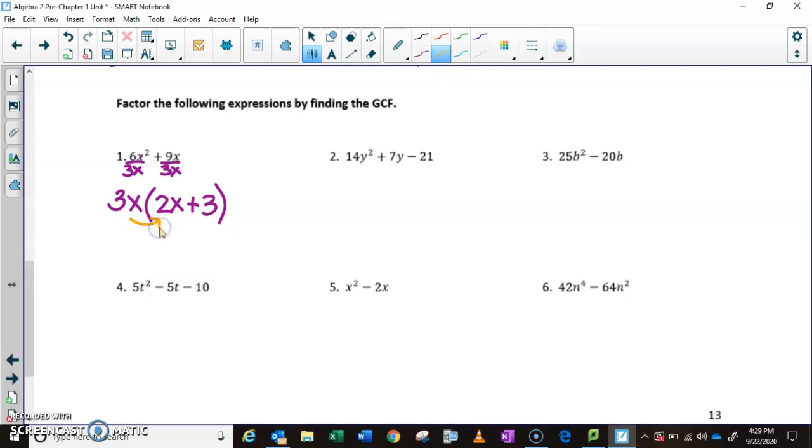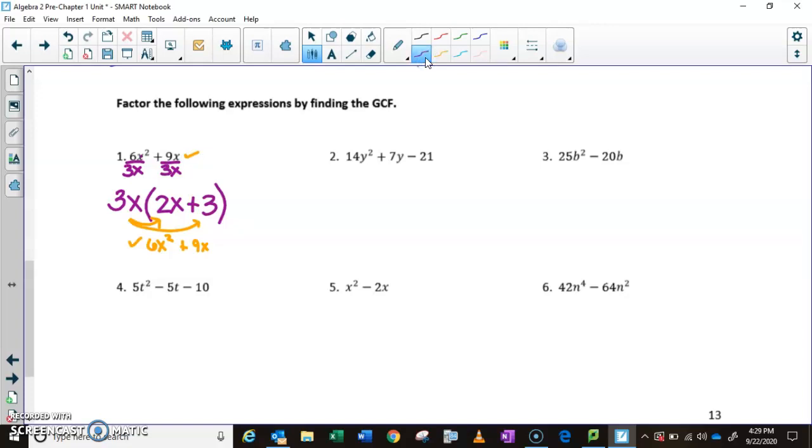So when I distribute 3x times 2, that gives me 6. X times x is x squared. And plus 3 times 3 is 9. X times x, or x. So here it checks. So we always have my way of checking and make sure that I come back to my original problem.